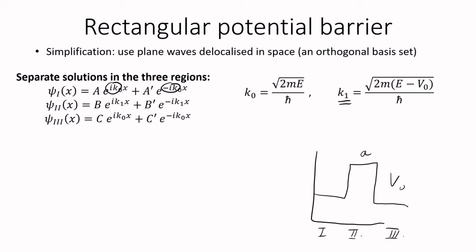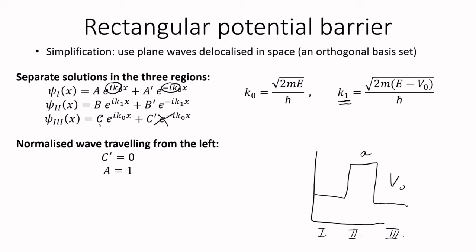Now, to get on with the problem, we need to assert that there is a wave traveling from the left. This is done by simply setting the C prime coefficient to 0, since this describes a wave traveling to the left in region 3, and there should be no such thing if we have a wave incident from region 1. Right, and we also need to normalize the incident wave, so that's just by setting A equal to 1.